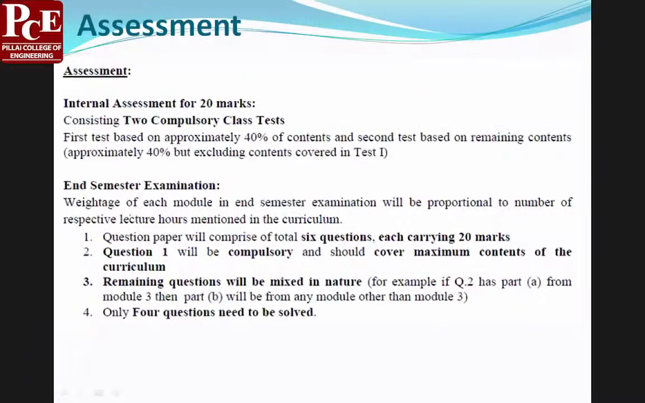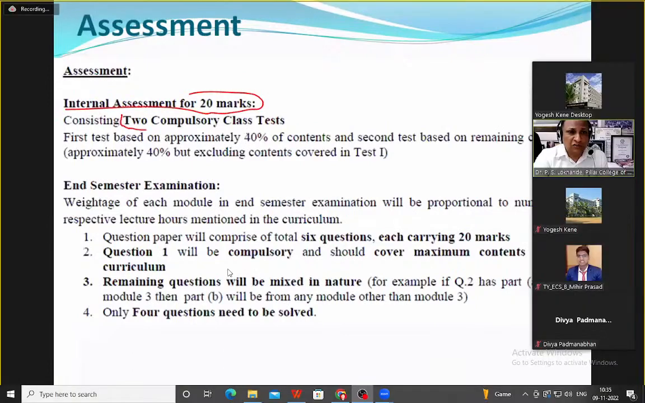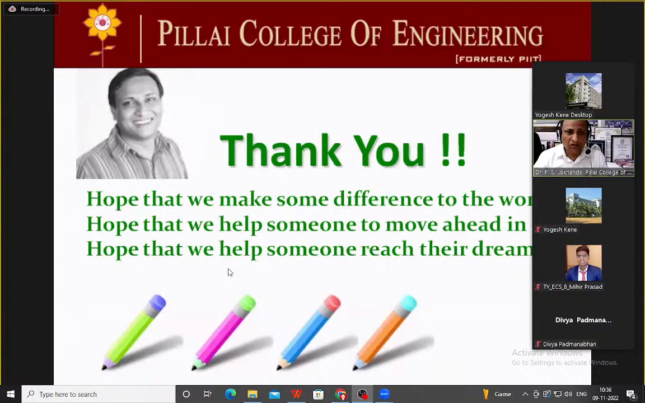The assessment for this subject: internal assessment is 20 marks. It consists of 2 compulsory class tests, and the rest of the marks will be covered in the end semester examination. There is no practical or lab for this particular subject. So this is all about IPR and patenting.